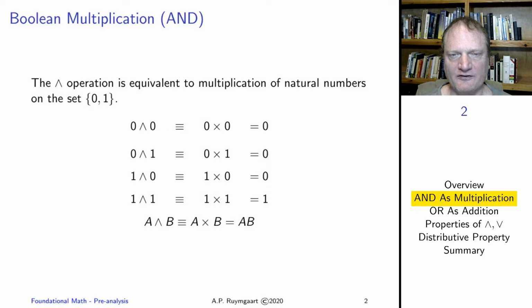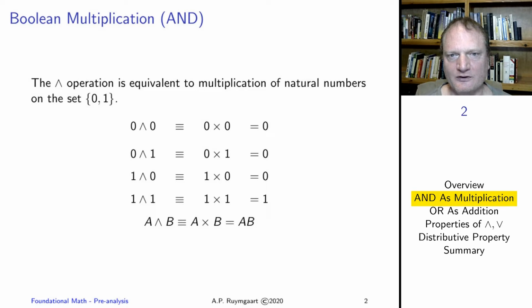The Boolean AND operation is equivalent to multiplication of natural numbers as long as we restrict ourselves to the two numbers 0 and 1. So let's look at all the four options. The AND operation is a binary operation taking two inputs. Therefore, we have four possibilities with two numbers in our domain.